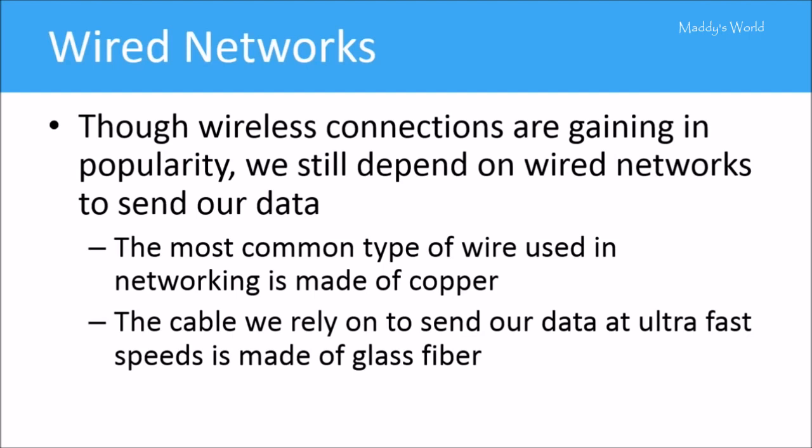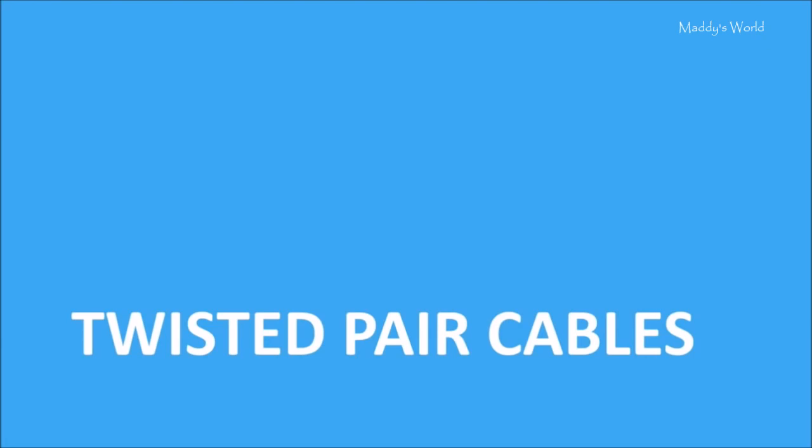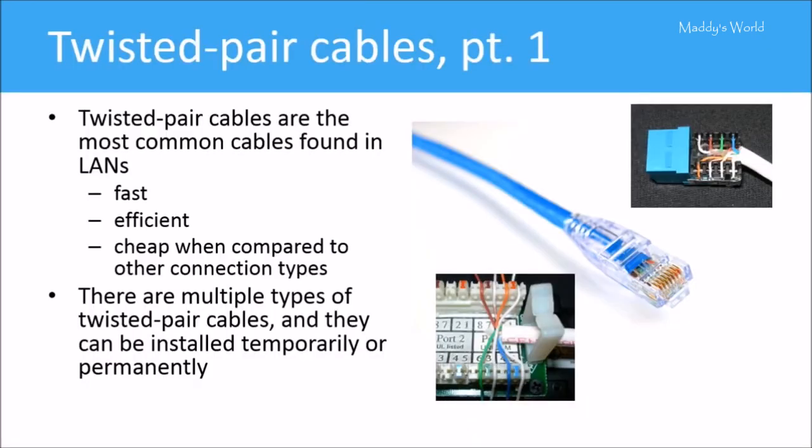The most common type of wire used throughout networking is made of copper. It's called a twisted pair cable. And the cable that we rely on to send our data super long distances at ultra fast speed is made of glass fiber. And that fiber transmits data via light. We'll touch on that a little bit more in just a few moments. But first, let's focus on twisted pair cables.